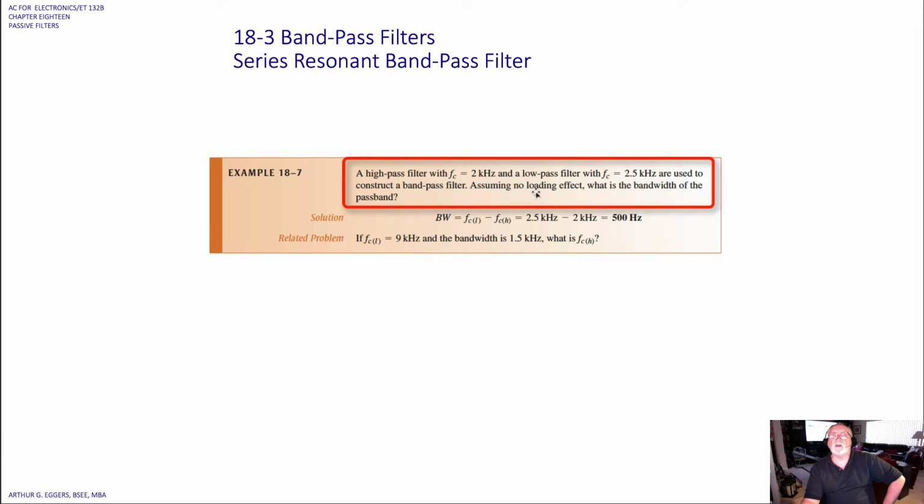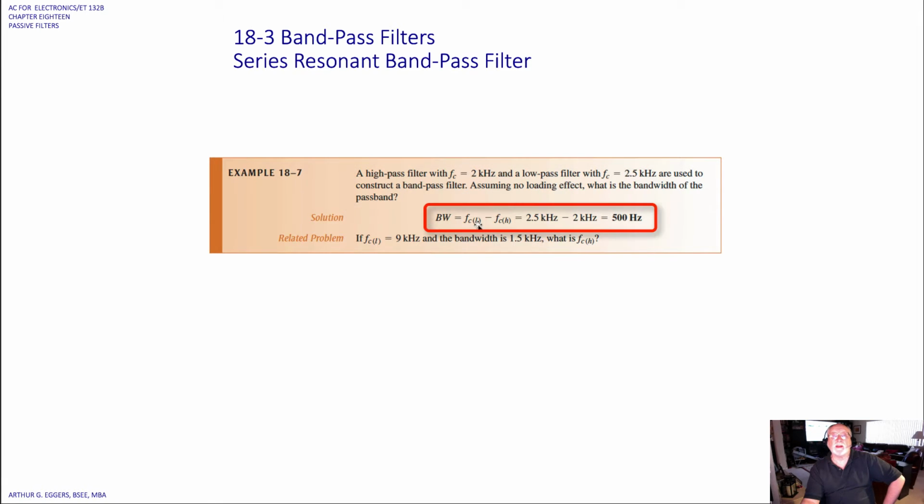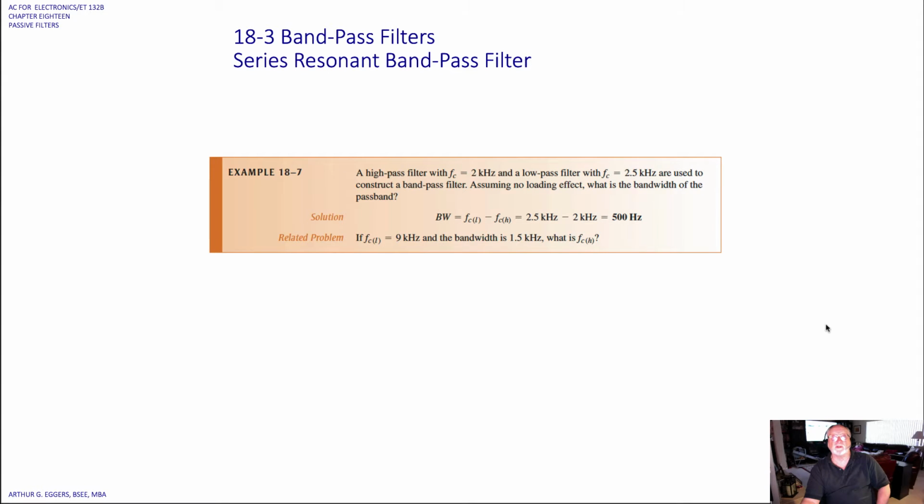Assuming no loading effect, what's the bandwidth of the passband? So the bandwidth then is equal to the lower critical frequency minus the upper critical frequency. So when we do that, we have 2.5 kilohertz minus 2 kilohertz gives us a bandwidth of 500 hertz. So that's how we look at bandpass filters.